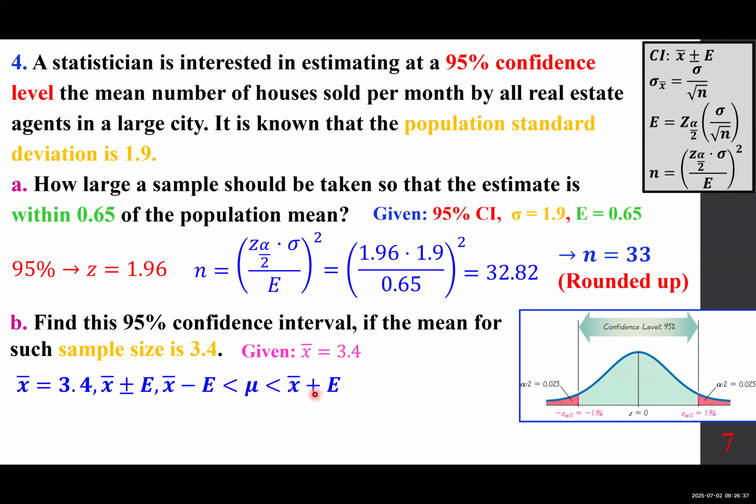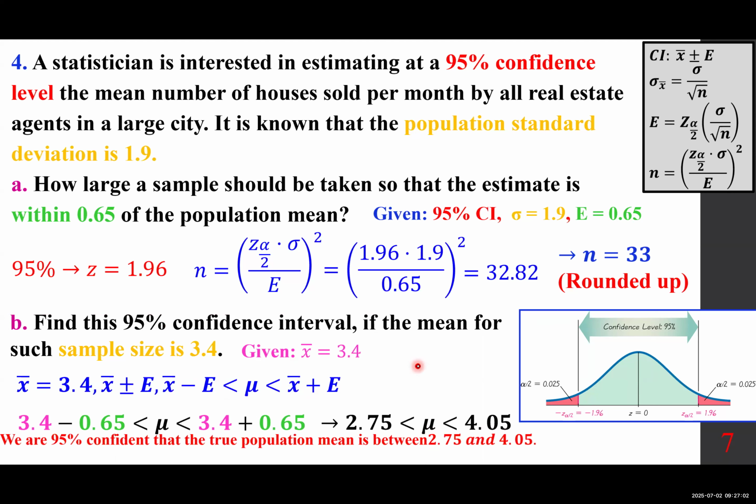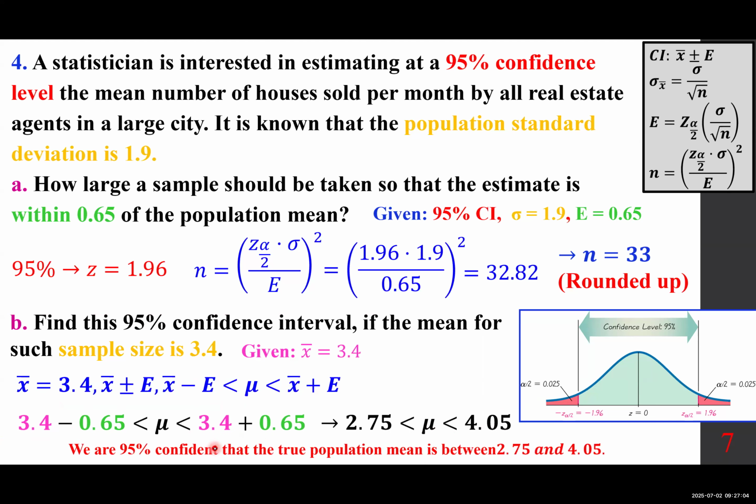So answer it properly. In this case, X bar is 3.4, so minus E, which is 0.65, and the same thing plus that. Do the math, and mu, the population mean, is somewhere between these two numbers. What does it mean? We are 95% confident that the true population mean is between these two numbers, 2.75 and 4.05.